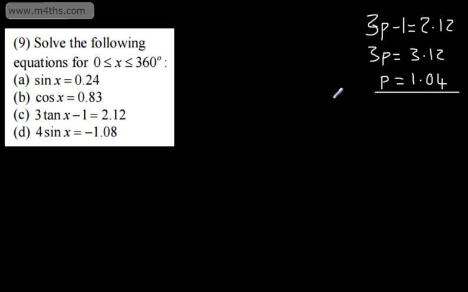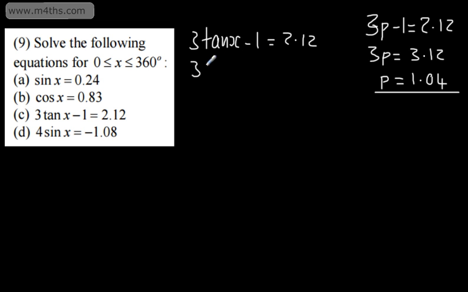Okay, let's look at the next one. This time we've got 3 tan x minus 1 is equal to 2.12. As in algebra, let's say I've got 3p minus 1 is equal to 2.12. Add 1 to both sides, 3p is equal to 3.12. Divide both sides by 3, what's that going to give me? 1.04. We would do exactly the same here. All I want is an expression for tan x. I don't want 3 tan x, I don't want 5 tan x, I don't want tan x minus 10, I just want tan x.